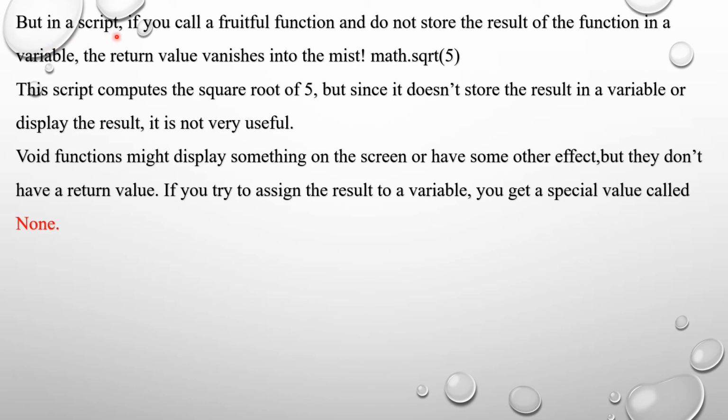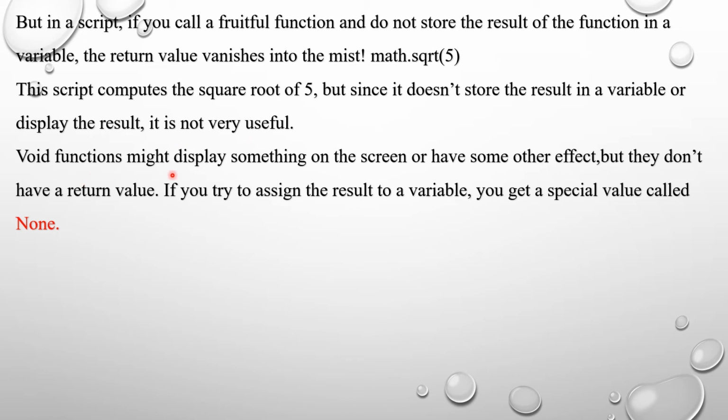But in a script, if you call a fruitful function and do not store the result of the function in a variable, the return value vanishes into a mist. For example, math.sqrt(5). This script computes the square root of 5, but since it does not store the result in a variable or display the result, it is not very useful.